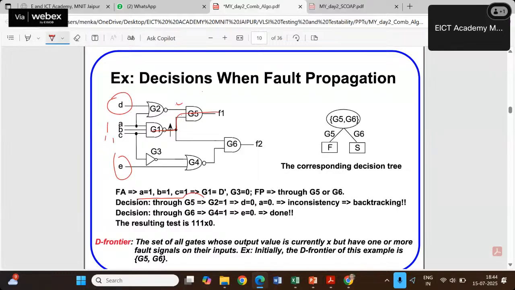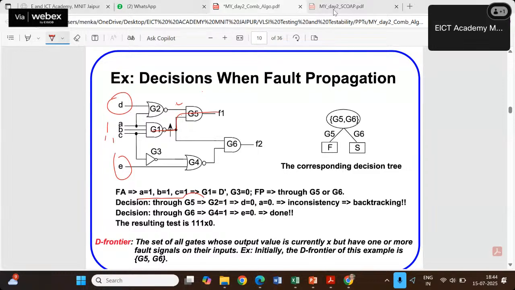This should have the non-controlling value. Non-controlling means what? What should I have over here? AND gate non-controlling. Yes, please type in the chat box. What should I have for the non-controlling value? So I should have 1, right?